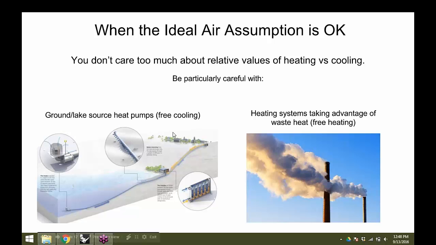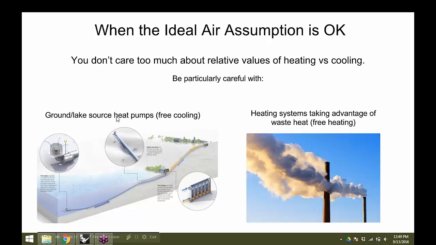So be particularly careful if you have, let's say, a whole HVAC system that is using ground or lake source heat pumps. It is usually much easier to cool a building down when you have this big reservoir of, let's say, cold water, like the lake source cooling system for Cornell University. In that case, you really want to focus much more on reducing heating rather than cooling.